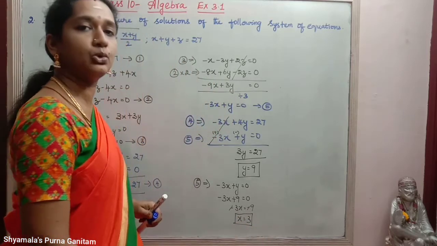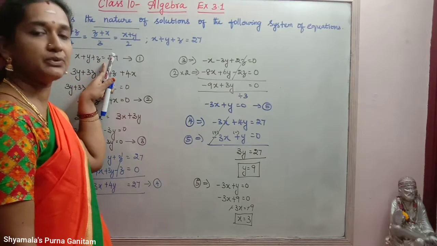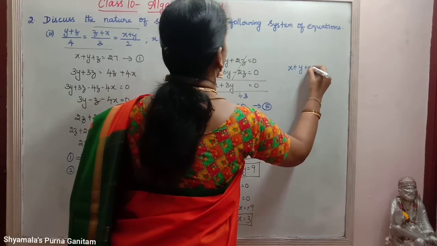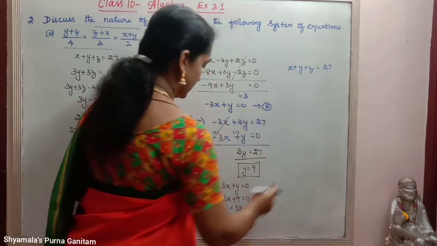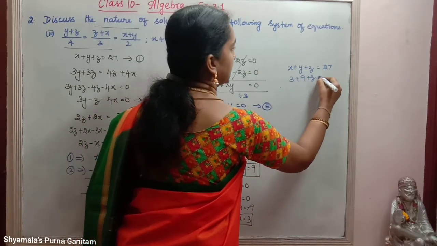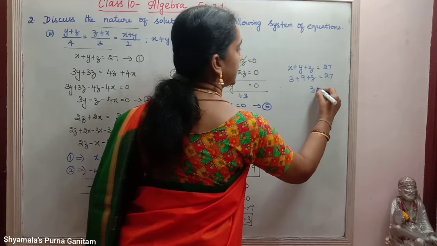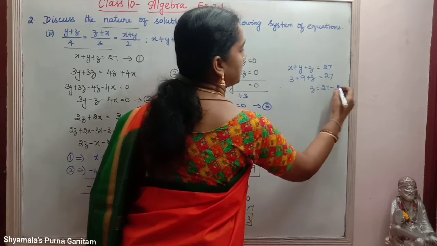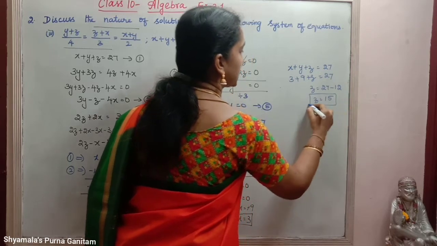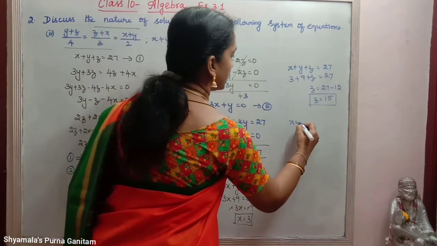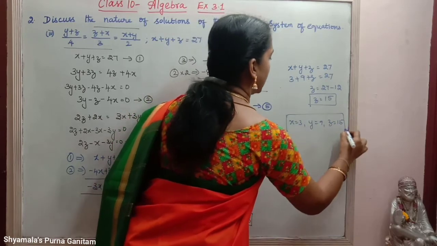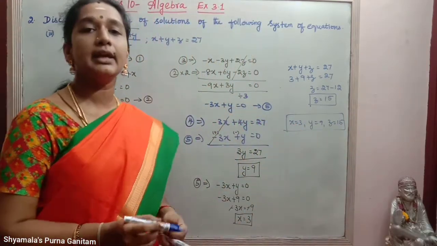So I got the x value and y value, and substituting it in the first equation. My first equation is x plus y plus z is equal to 27. So the x value is 3, the y value is 9, plus z is equal to 27. So z is equal to 27 minus 9 plus 3, which is 12. So that is equal to 15. So the z value is 15. So x is equal to 3, y is equal to 9 and z is equal to 15. So these are the values for the x, y and z terms.